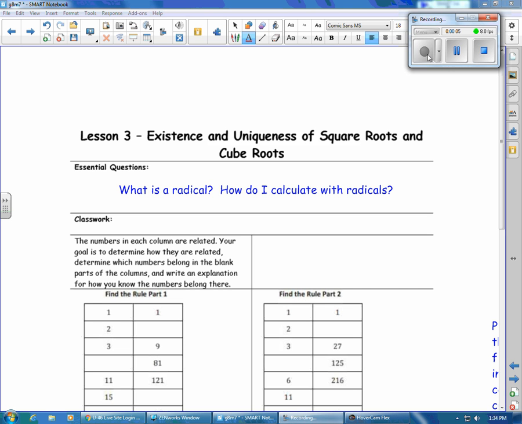This is Lesson 3, Existence and Uniqueness of Square Roots and Cube Roots. You should be on page 12 of your module. Your essential question for this lesson is, what is a radical and how do I calculate with radicals? Or how do I solve equations that might have radicals? That's what I mean when I say calculate.